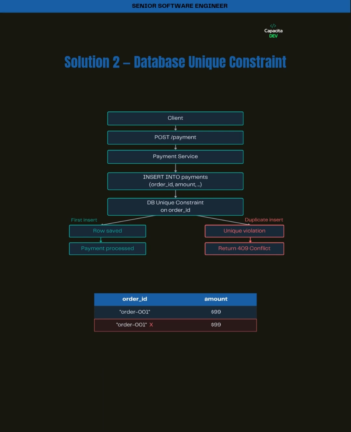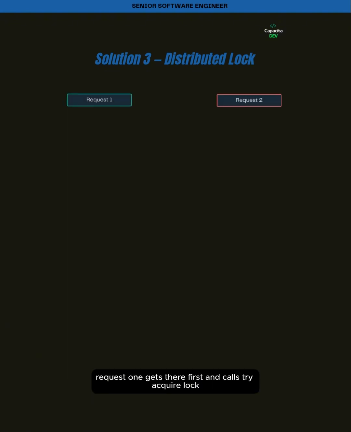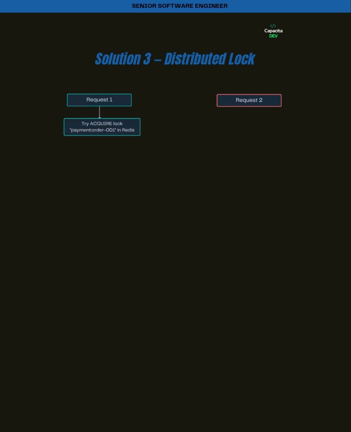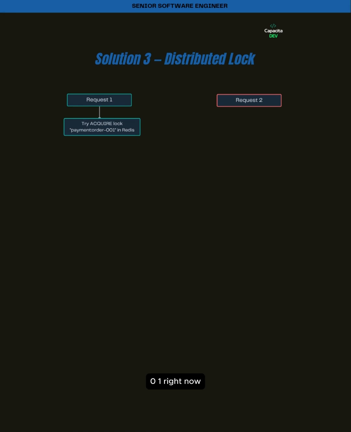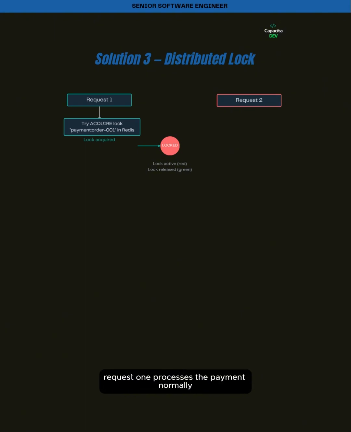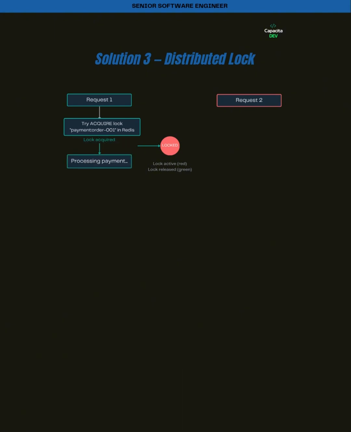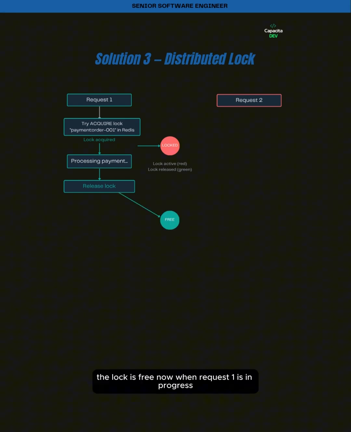For race conditions, 2 requests arrive at the same time for the same payment. Request 1 gets there first and calls try acquire lock. It asks Redis, is anyone else working on order 001 right now? Redis says no, so request 1 takes the lock. That lock is a flag in Redis that says, this operation is in progress, nobody else touch it. Request 1 processes the payment normally, then calls release lock. It tells Redis, I'm done, the lock is free.